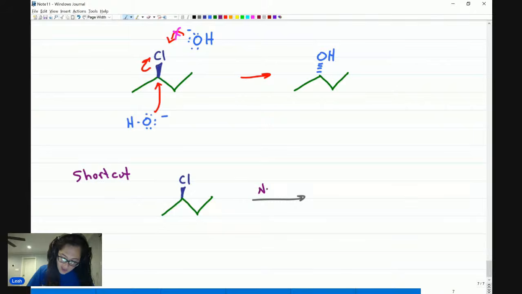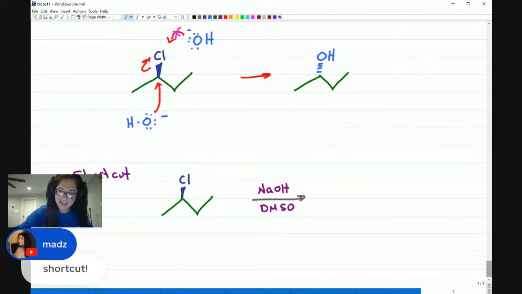So we have NaOH in DMSO. Actually, I forgot to talk about the solvent. Let's talk about the solvent and then come back to the shortcut because I do see a lot of the questions coming in. If I forget, remind me.